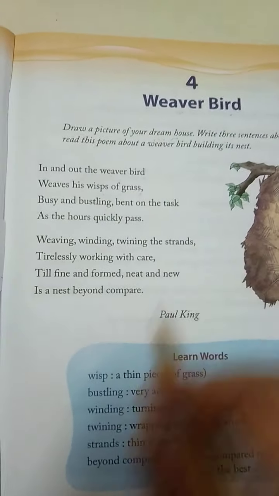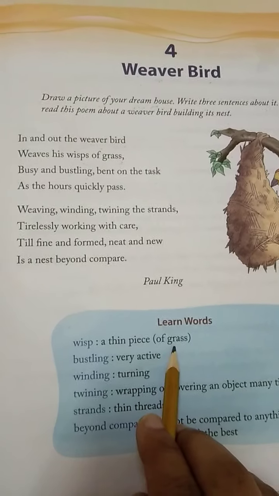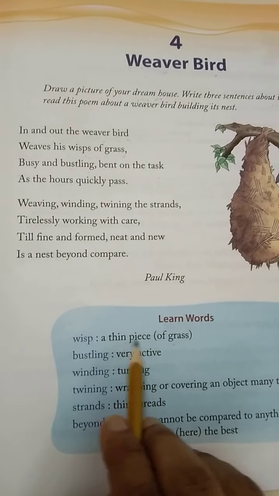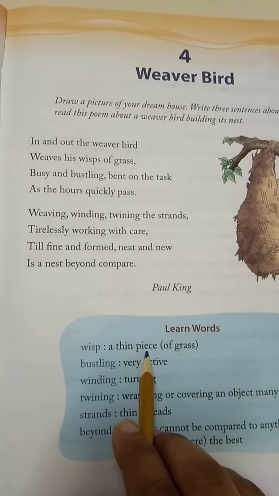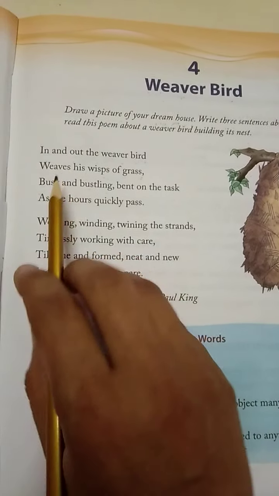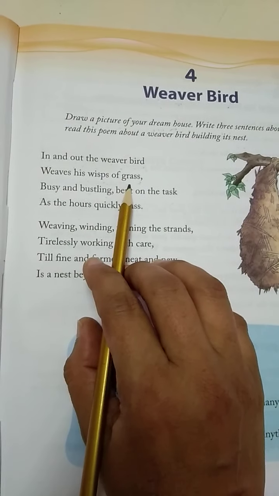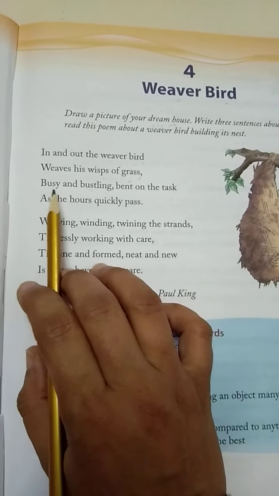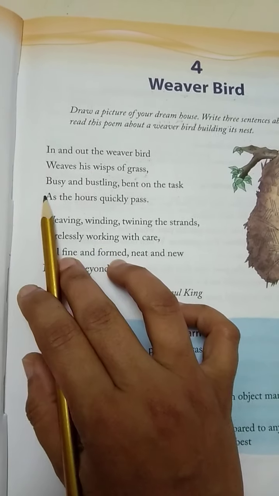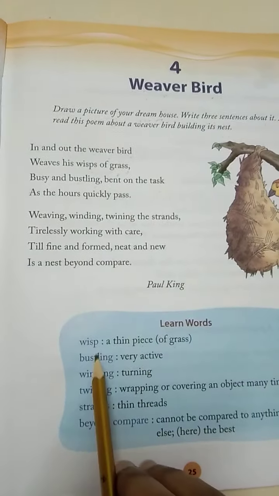Wisps means a thin piece of grass. See here the word meanings are given. A thin piece. पतला घास का टुकड़ा, घास होती है, उसकी मदद से वो अपने घर को बनाता है. Busy and bustling. Busy, very busy, and bustling. Bustling means very active.